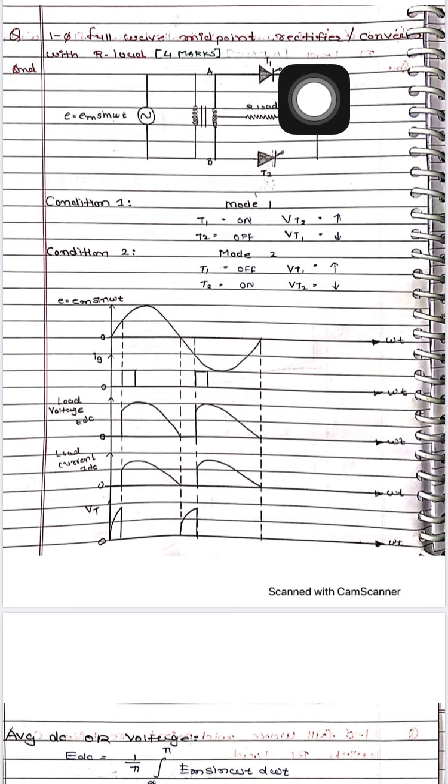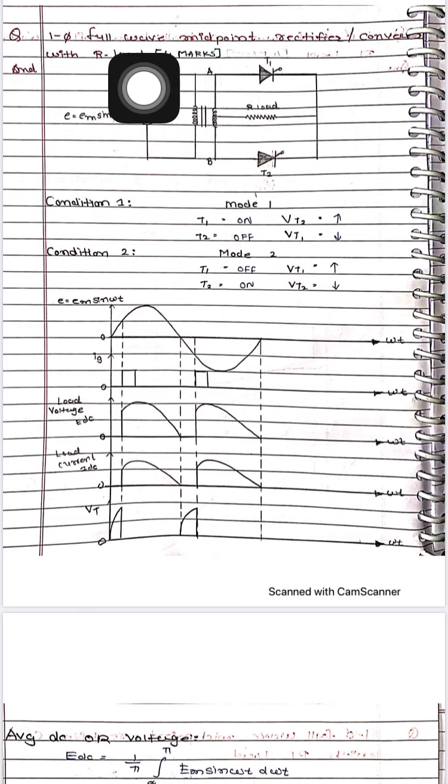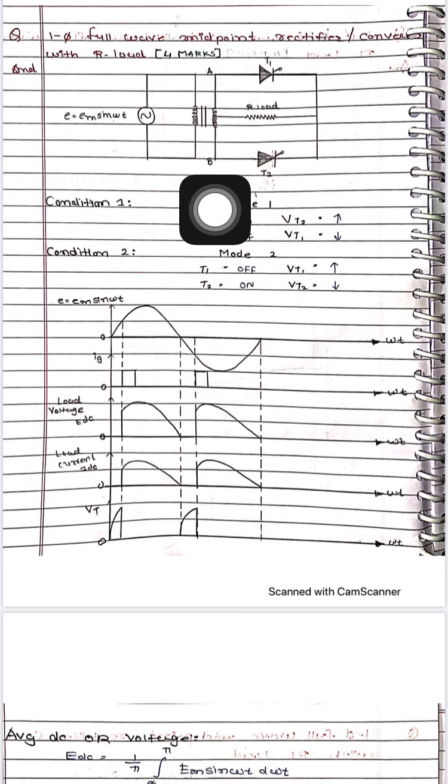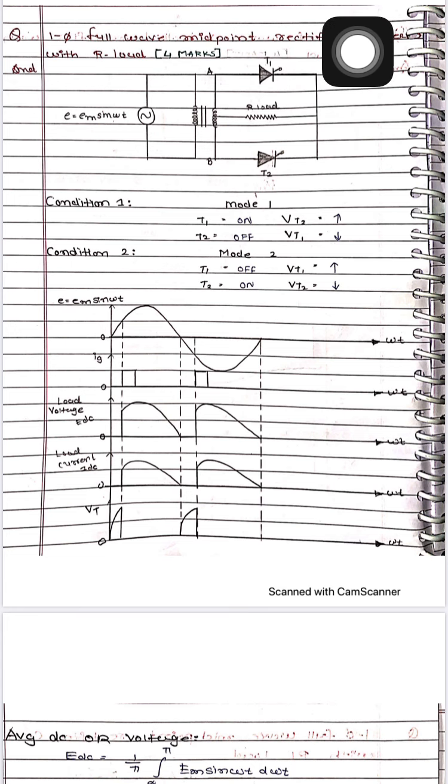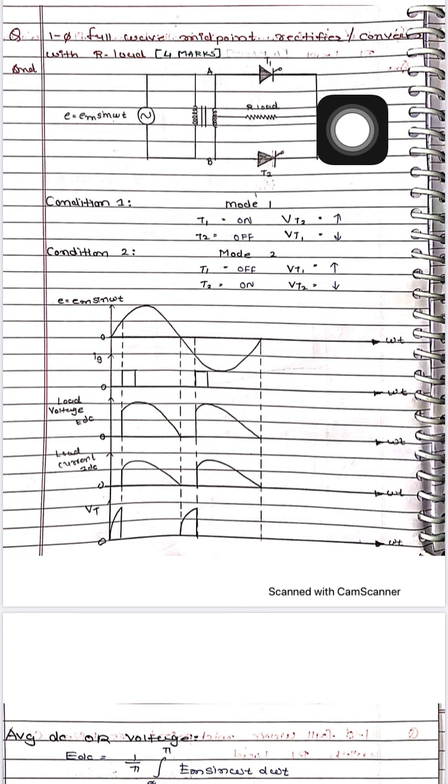Okay, so in both cases the current continuously flows through the resistance. That's why this converter is called a full wave converter. Now both half wave and full wave are controlled, because we require 2 gate pulses here, both having different time periods.